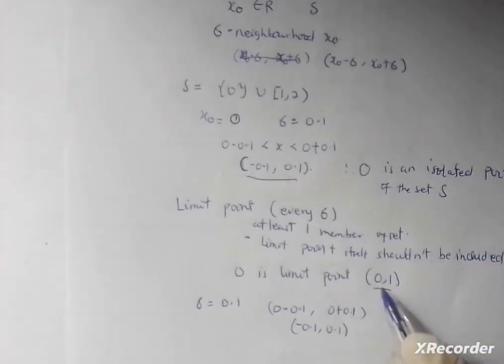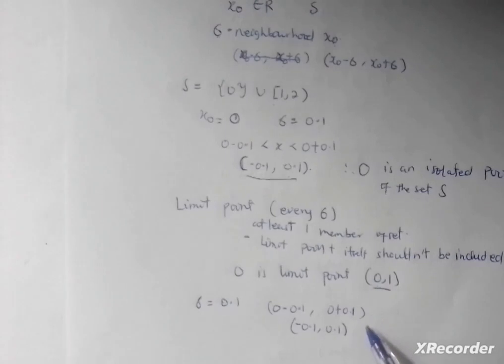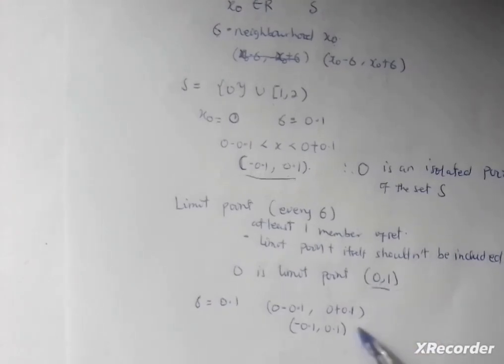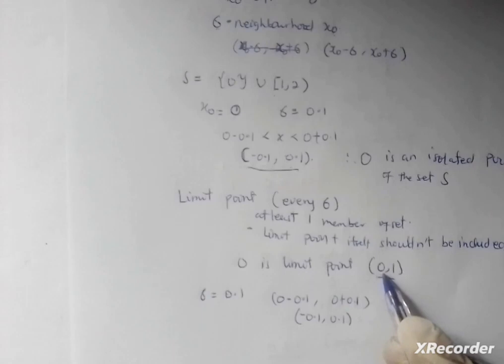What do I need to do? I need to compare. Do I have any member of the set inside? I'm starting from 0 here, so I'll surely have 0.1 somewhere. I can surely have 0.001, and in this I can also have 0.001. So from that we can see that this neighborhood has a lot of the members of this set, hence 0 is indeed the limit point.